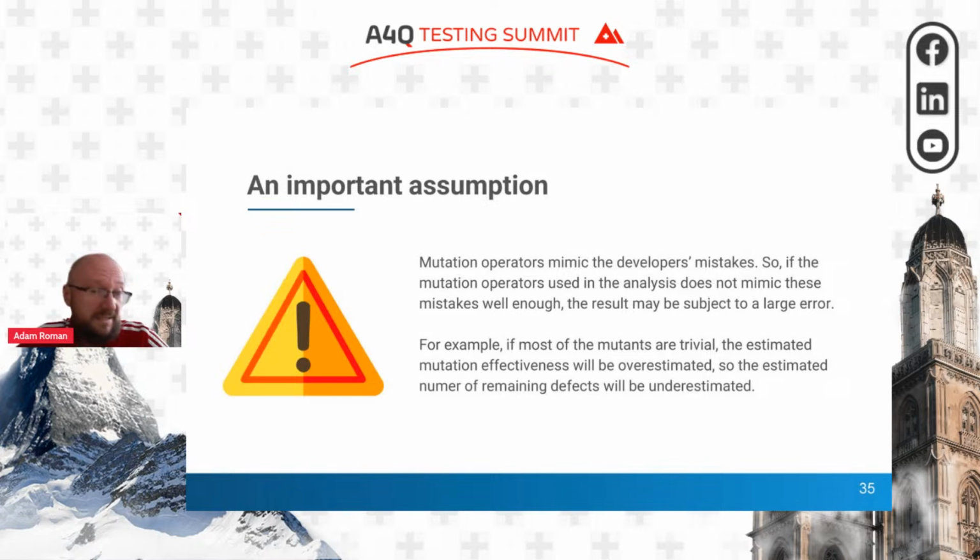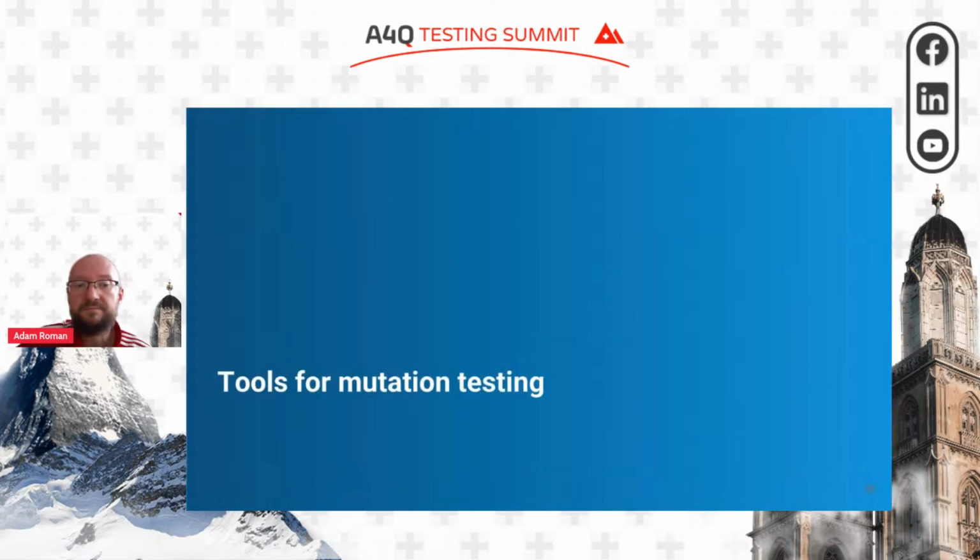Mutation operators, I said, mimic the developer's mistakes. So if the mutation operators used in the analysis do not mimic these mistakes, let's say, these are trivial mutants, the result may be subject to a large error. But if the operators reflect the real developer's mistakes, this estimation may be very accurate. So these are two things that we can do with mutation testing: evaluate our tests and predict the number of remaining defects.